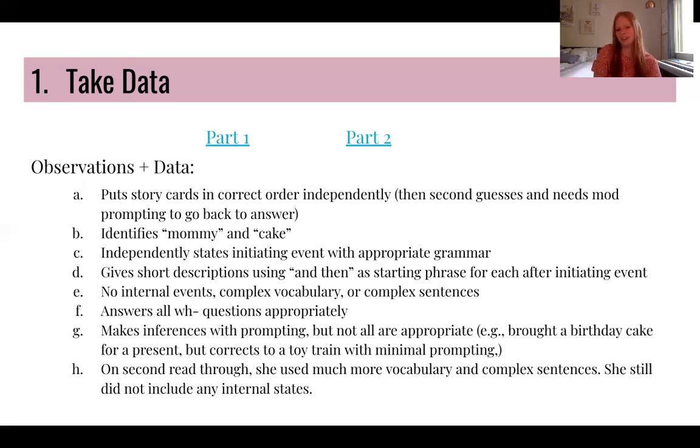But then the clinician was like, did she? And then the girl corrected to, oh, it was a toy train. So she just needed minimal prompting. So she could make inferences. Not all of them were great, but with a little bit of help, she got it. And so that's something that you might either want to formally target or informally target.